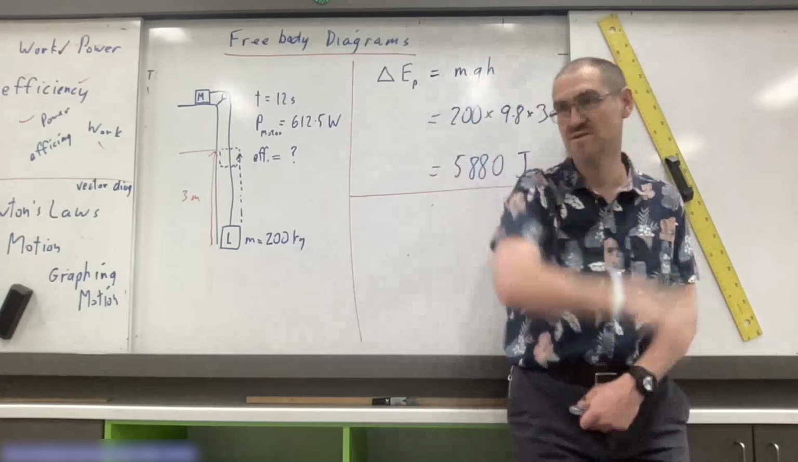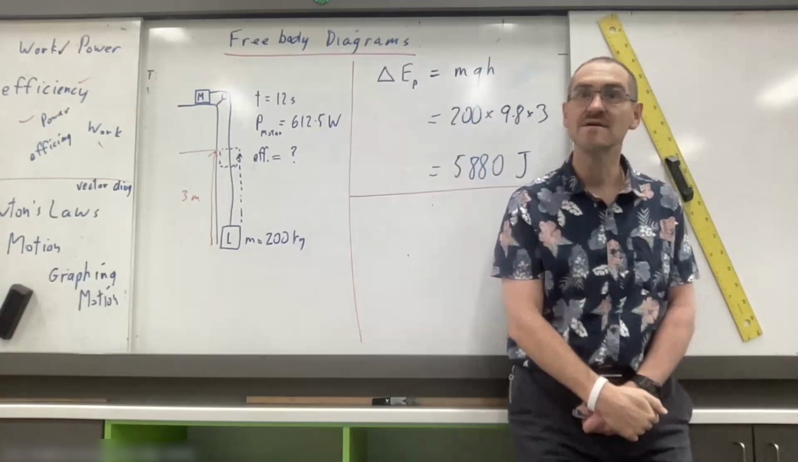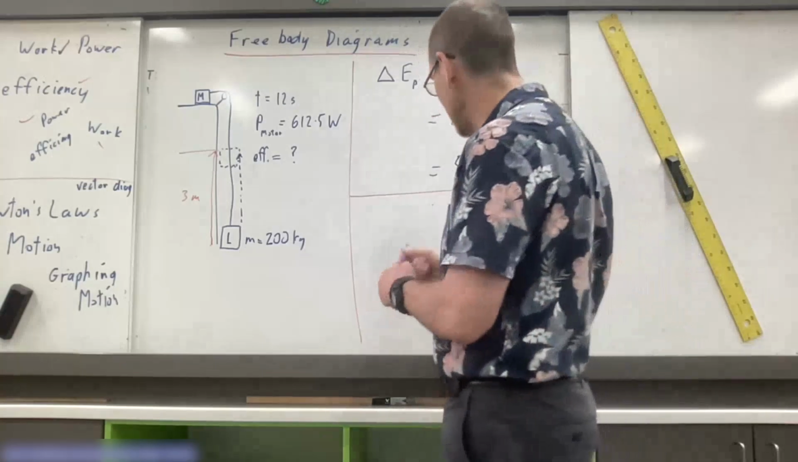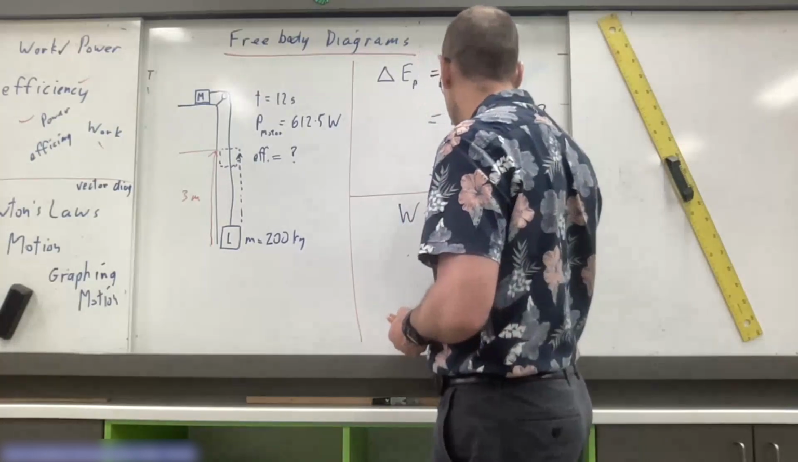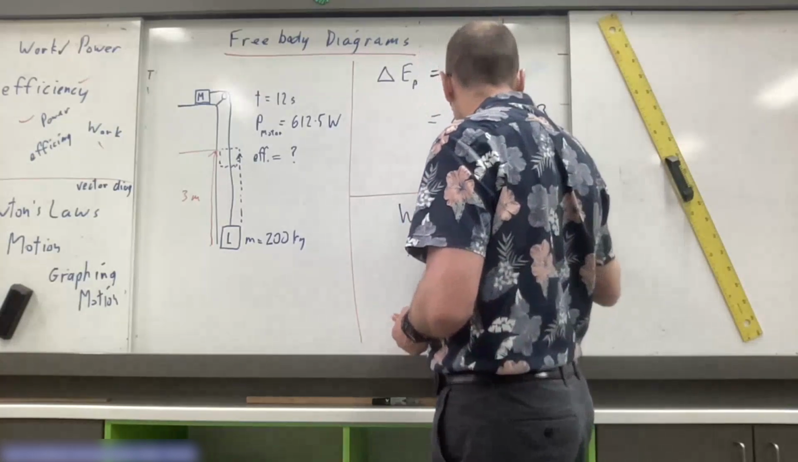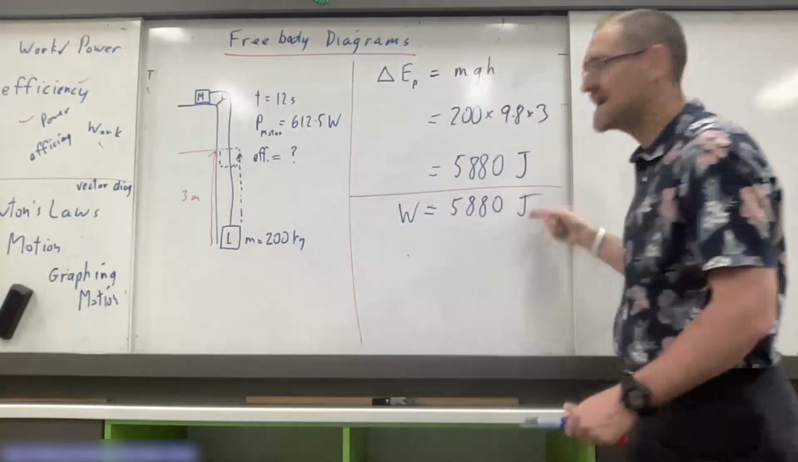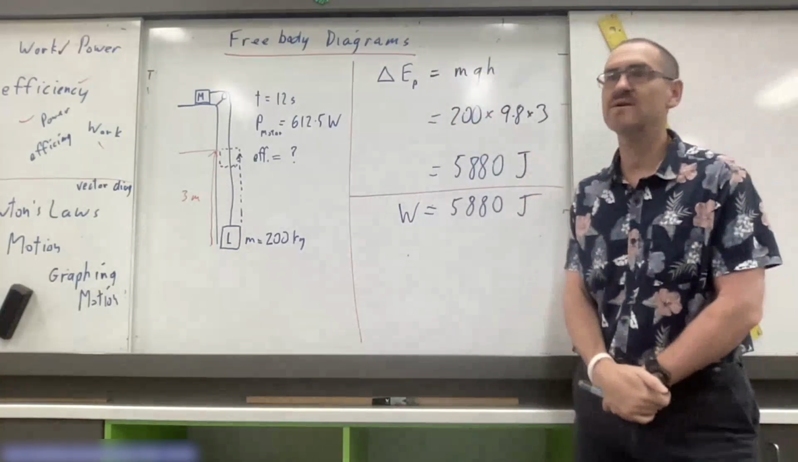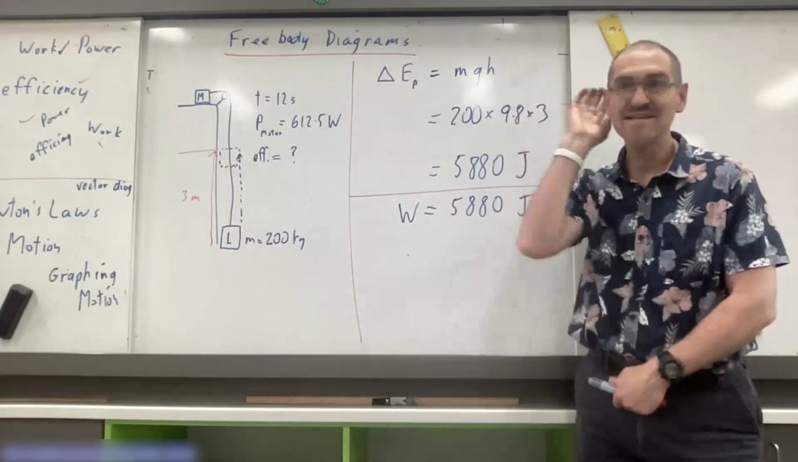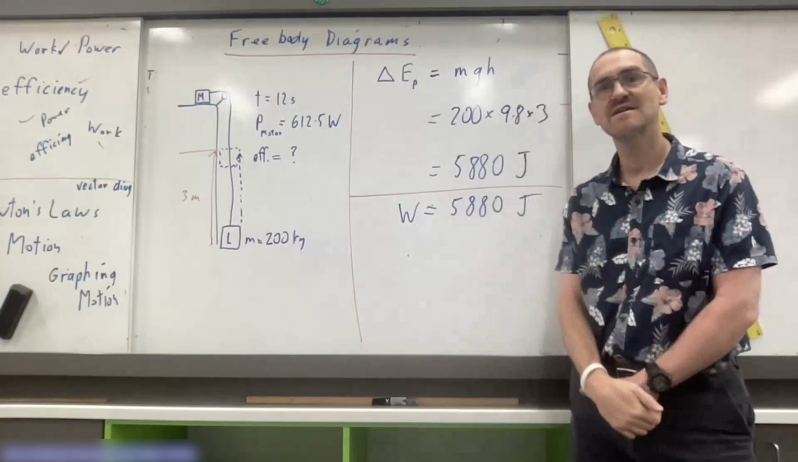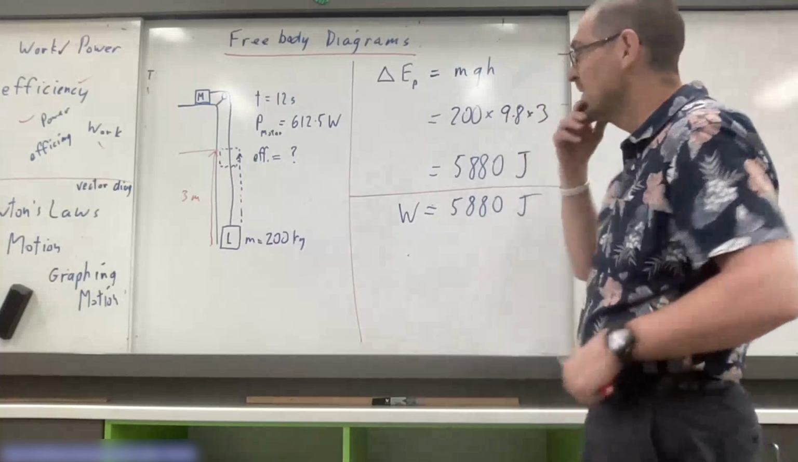5,880 joules is the work done. Okay, this is the work done. So now we can say, what is the work? Work is 5,880 joules. Do we need up, down, left, right, any of these sorts of things? No, because energy is not a... say it out loud, vector, correct, yes. All right, energy is not a vector, so we don't need that.